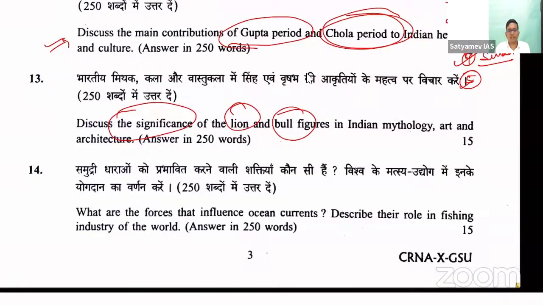So what is the significance of that? The capital is signifying what? It is given a high position. That means a godly significance of lions and bulls with respect to the Jataka stories which are there.